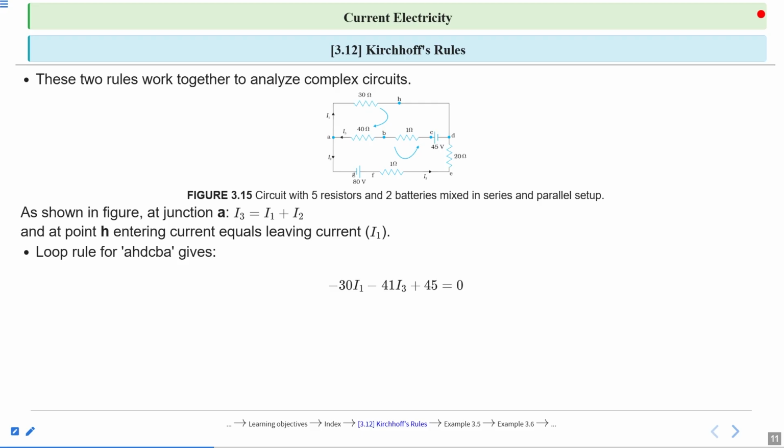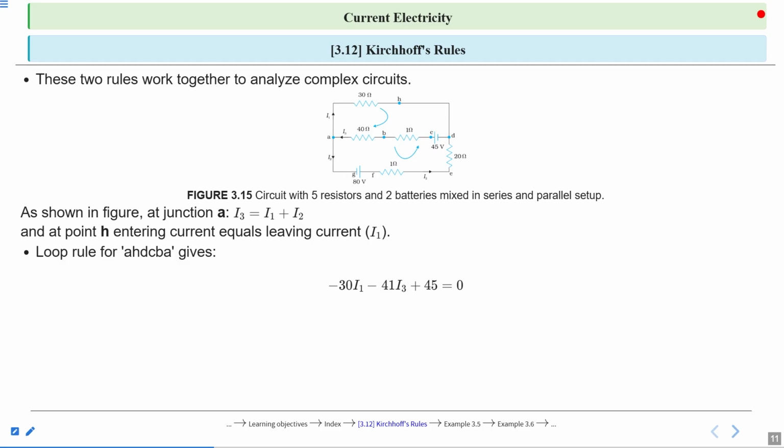We are moving in the direction of current. Let's start from point A and start moving in the direction of the I1 current. You first meet which resistor? The 30 ohm resistor. Your first meeting is with the 30 ohm resistor. At this 30 ohm resistor, there is a potential drop, meaning potential is decreasing.